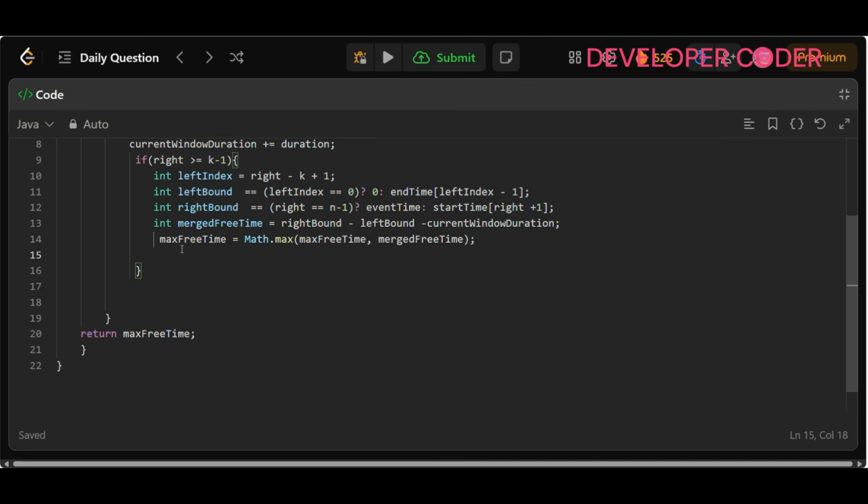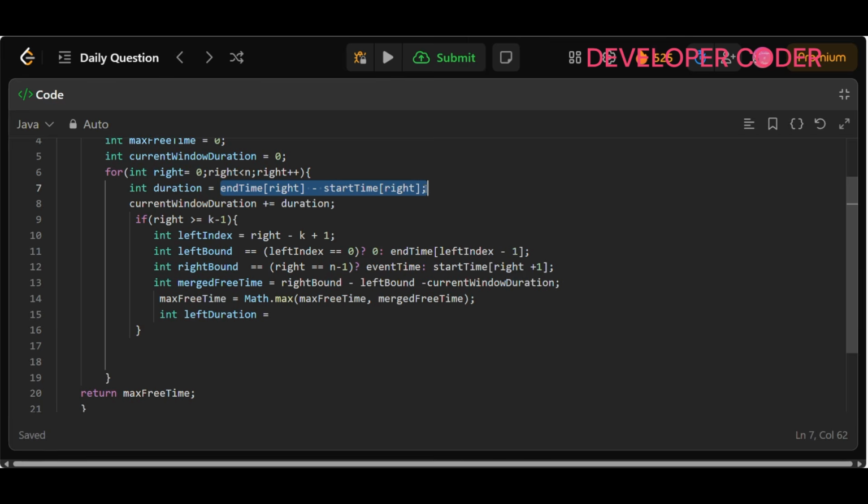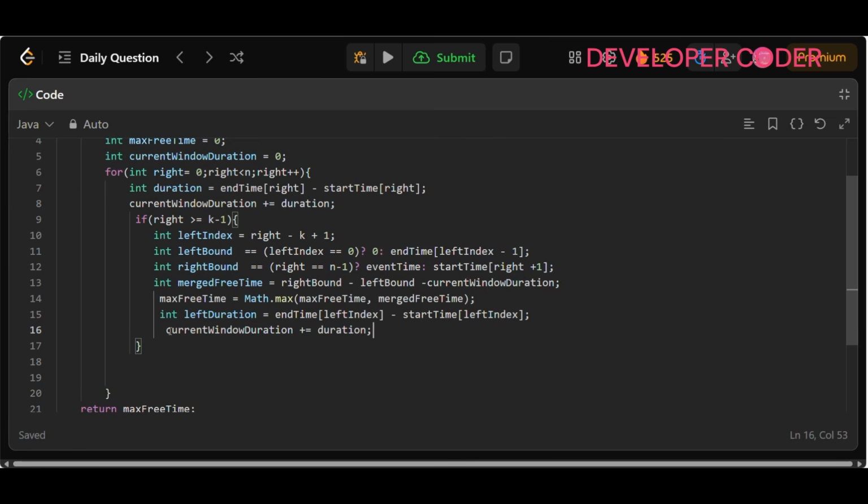So for that, the left duration we need to separate first. Left duration is equal to the end time, just copy this, end time at the left index, minus the start time at the left index. This is what we need to remove. So current window duration is equal to current window duration minus this left duration. That's it. Copy this and this. And in the end you just simply return the max free time.